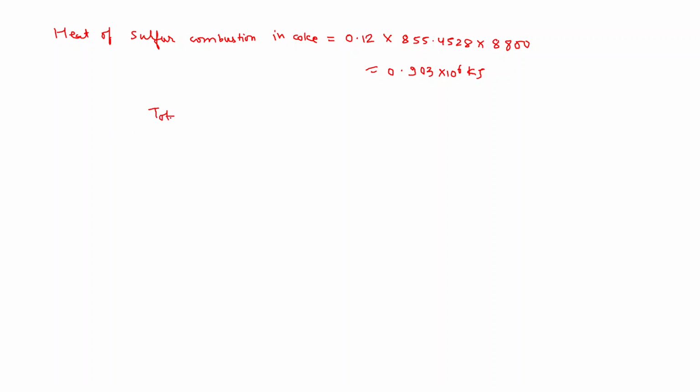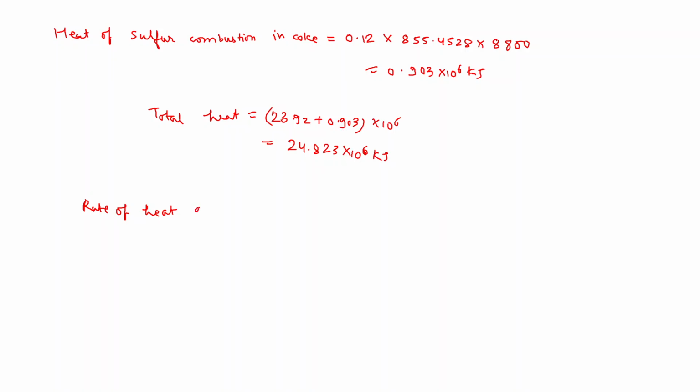So total heat of combustion in coke is, by adding both, heat of carbon combustion, that is 23.92, plus 0.903, into 10 to the power 6, which will give us 24.823 into 10 to the power 6 kilojoule of total heat produced. So this is the heat produced by the combustion of coke from air.